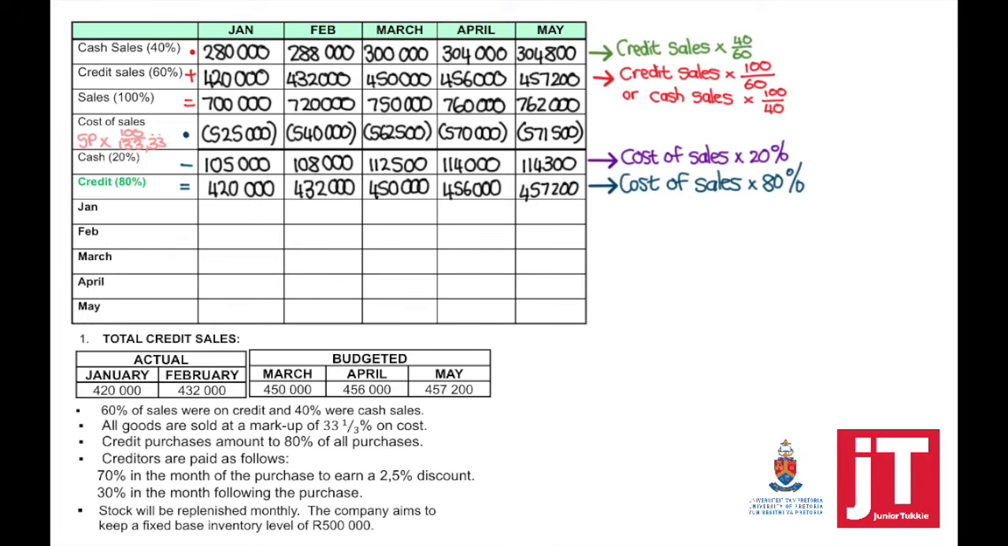If we now look at creditors, how we pay our creditors, 70% is in the month of the purchase and 30% in the month following the purchase. So if we've purchased in January, 70% will be paid in the same month so that we can take advantage of the 2.5% discount, and 30% will be paid in the second month. Now we can just fill in from February until May, and we can complete the creditors payment schedule.